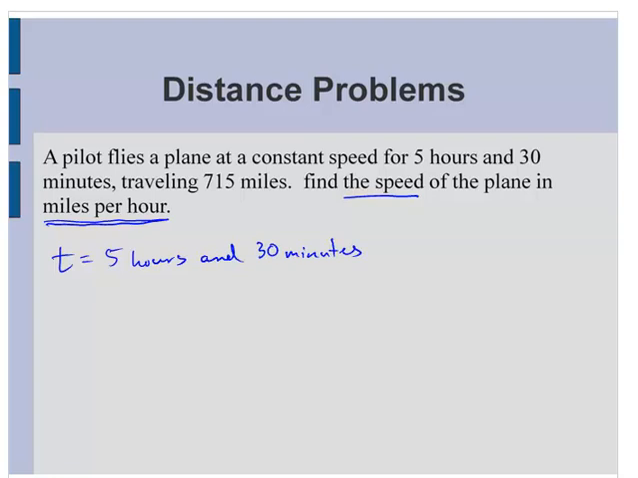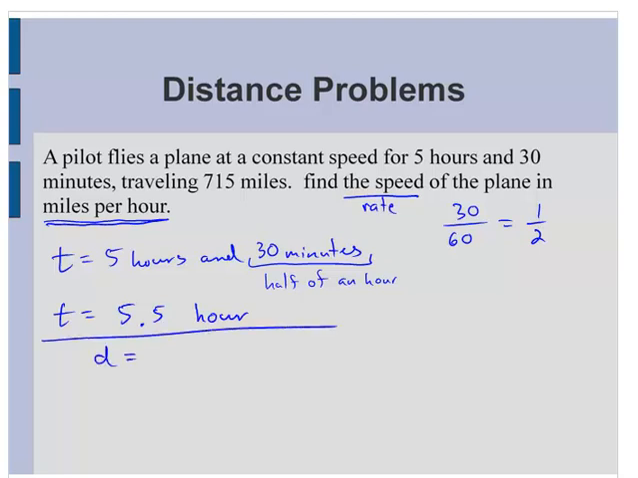Well, we have to get that down to just hours. So remember that 30 minutes is half of an hour, because remember, there are 60 minutes in an hour. 30 over 60 is 1/2. So time is 5.5 hours. Remember, 0.5 is the same as 1/2. Find the speed of the plane in miles per hour. That's the rate.